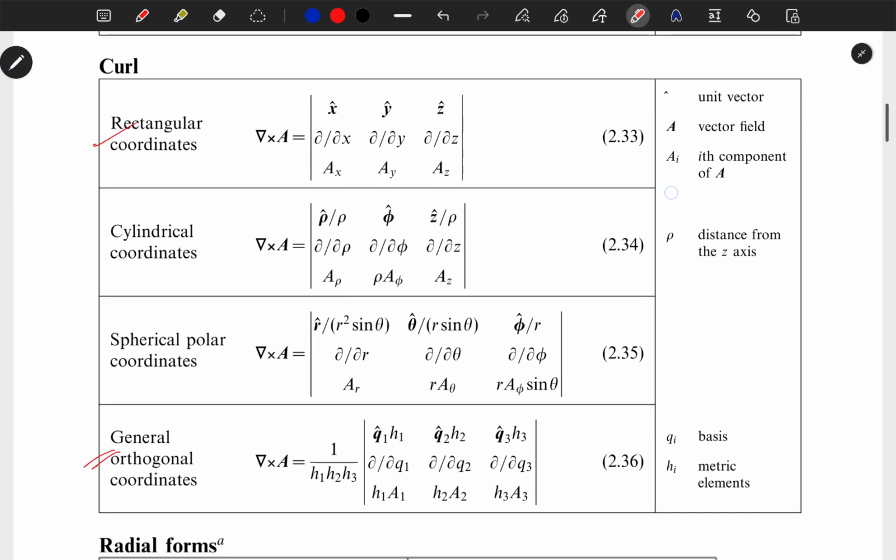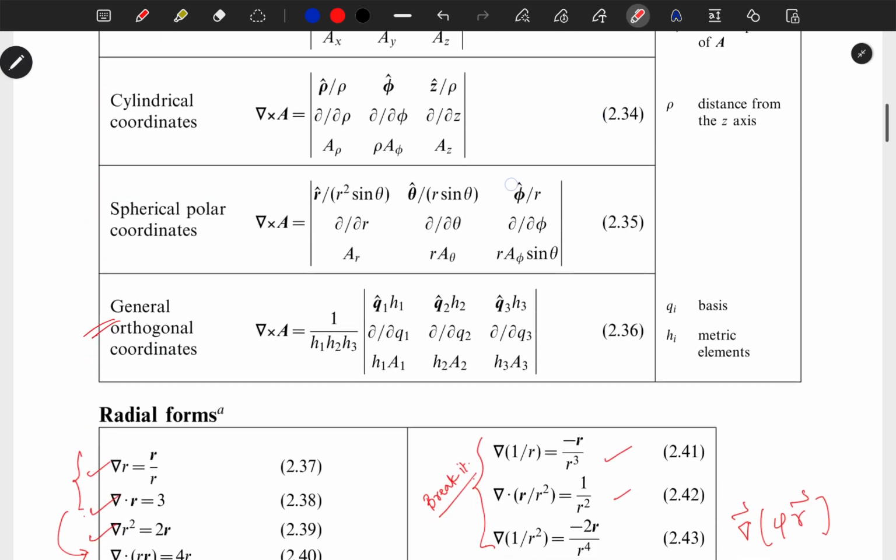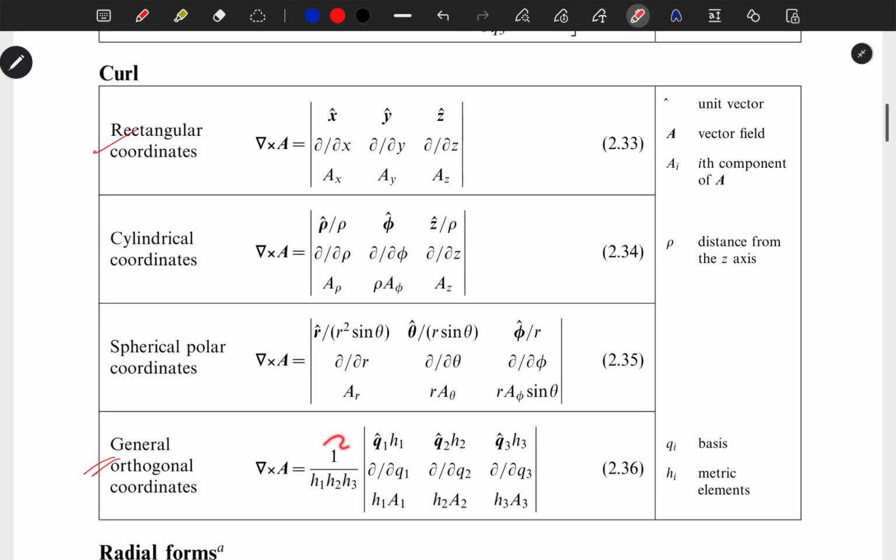For curl we can write in the determinant form: x cap, y cap, z cap, del x, del y, del z, Ax, Ay, Az. So more general expression, 1 by h1 h2 h3, earlier also 1 by h1 h2 h3 for divergence. Here 1 by h1 h2 h3 times the first row q1 h1, q2 h2, q3 h3, then the derivative terms, and then h1 a1, h2 a2, h3 a3.